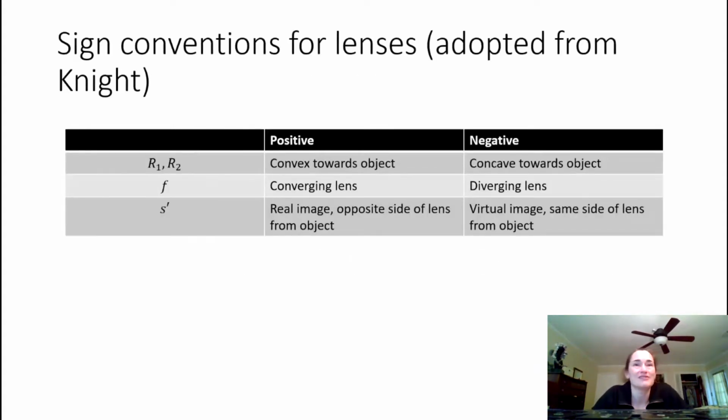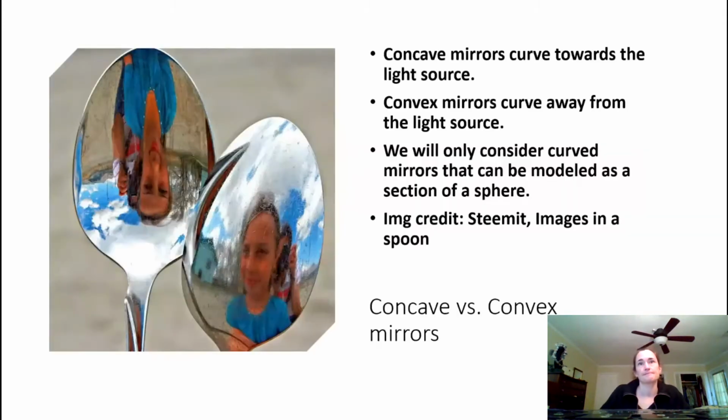Remember that there are sign conventions. R1 and R2 are positive if they're convex towards the object, and they're negative if they're concave towards the object. f is going to be positive if you've got a converging lens, and negative if you've got a diverging lens. And s prime is going to be positive if it's a real image on the opposite side of the lens from the object, and negative if it's a virtual image on the same side of the lens as the object.